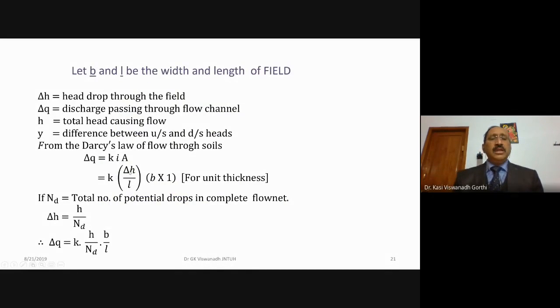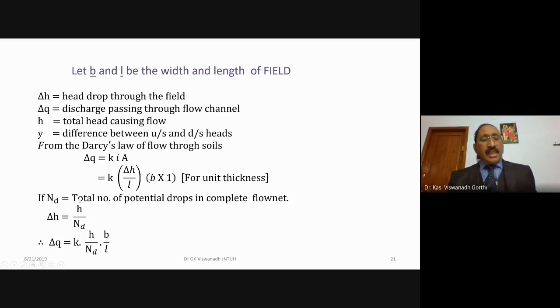So K into delta H by L into B into 1, because you are taking only 1 unit thickness for a 2-dimensional flow. So using Darcy's formula, V is equal to K into I, the discharge passing through each flow channel, delta Q, will be equal to K into I into A, or K into delta H by L into B into 1.